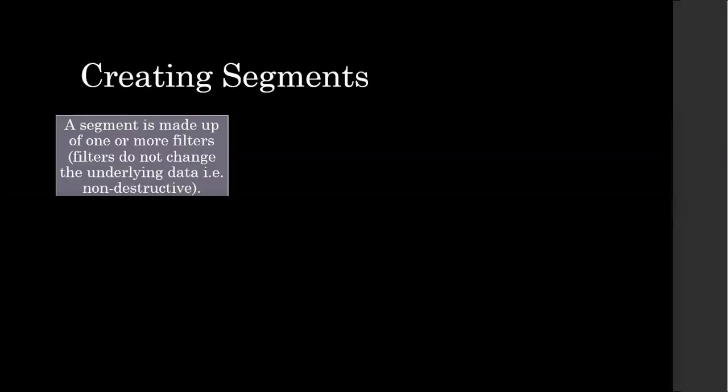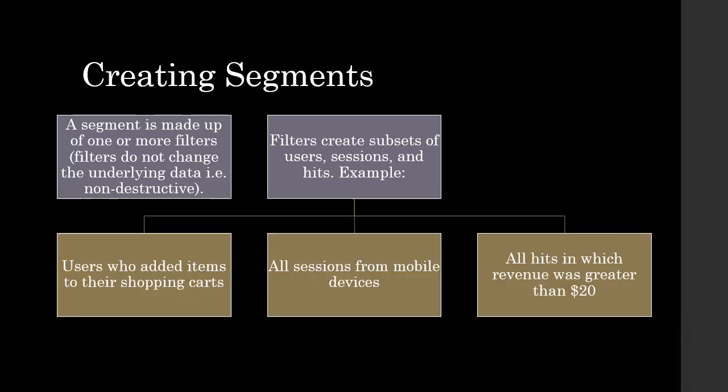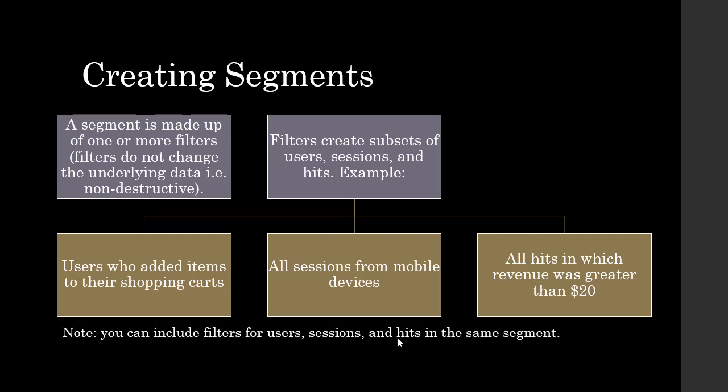A segment is made up of one or more filters. These filters are non-destructive, meaning they do not change the underlying data. These filters create subsets of users, sessions, and hits. Some examples are users who added an item to their shopping carts, all sessions from mobile devices, and all hits in which revenue was greater than 20. You can include filters for users, sessions, and hits in the same segment, so you can combine them to create the desired segment.